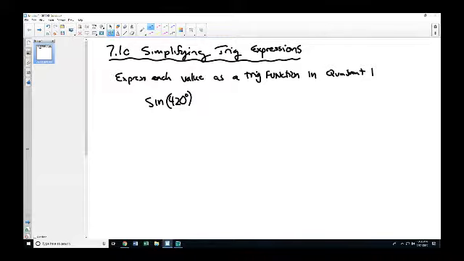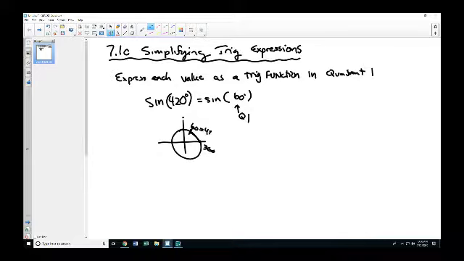Okay, so what we want is sine of something in quadrant 1. So this number. How do you get that, Tyler? One revolution is 360, right? We go 60 more. It's 420. Right. So we end up in quadrant 1 with our value.